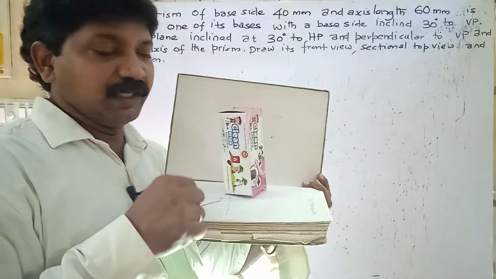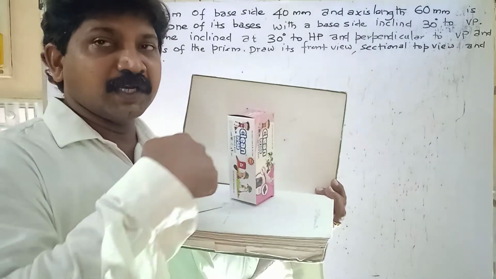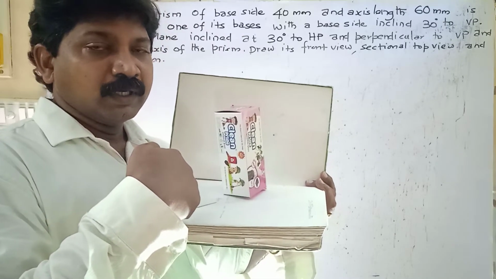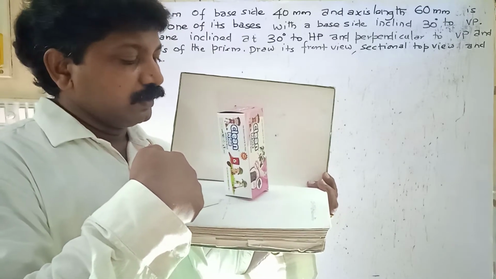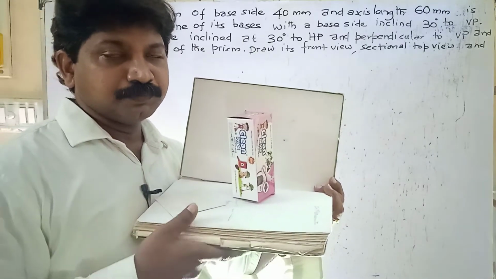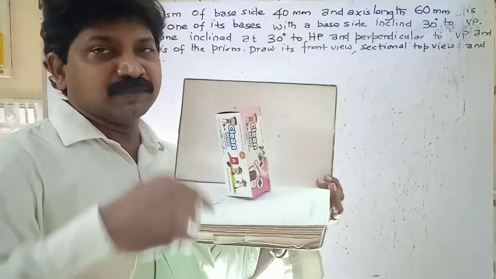So first, initially you have to draw the top view and then project the front view, and then draw the cutting plane position in the front view. And then next draw the sectional top view. And then from the front view draw the true shape of the section.